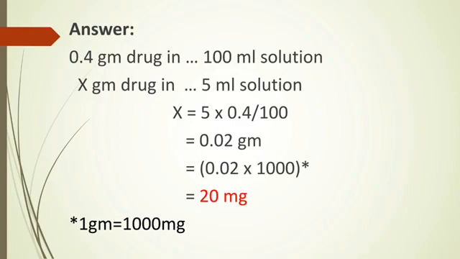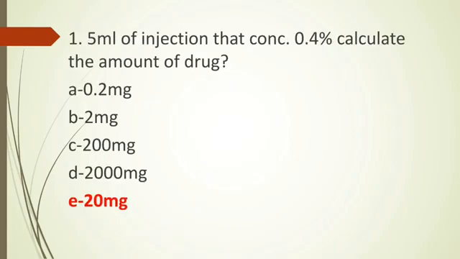So 100 ml solution contains 0.4 gram drug. So 5 ml solution contains 20 milligram of drug. So for 5 ml of the injection with concentration 0.4 percent, calculate the amount of drug, and the correct option is option E, that is 20 milligram.